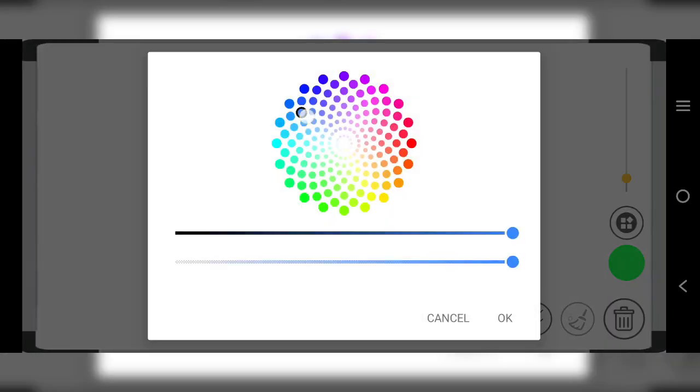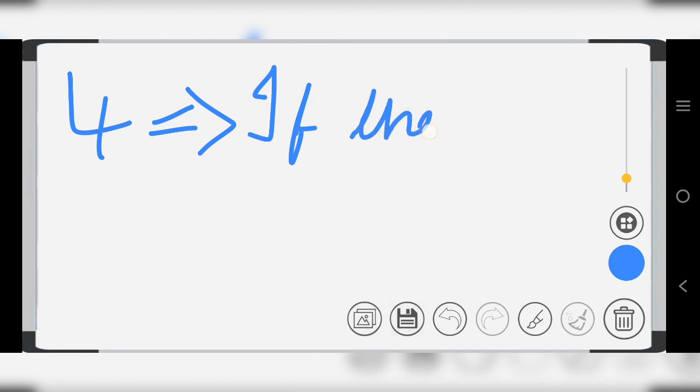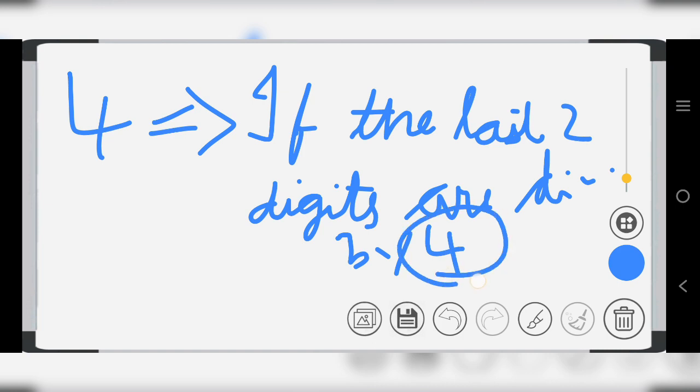Next, the divisibility rule for 4. If the last 2 digits are divisible by 4, then the whole number is divisible by 4.